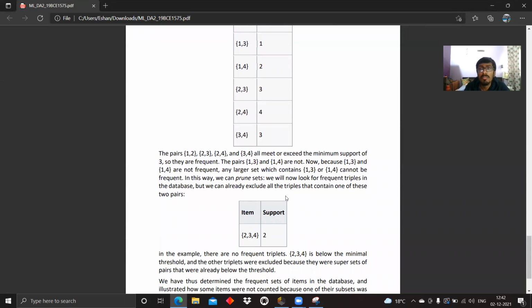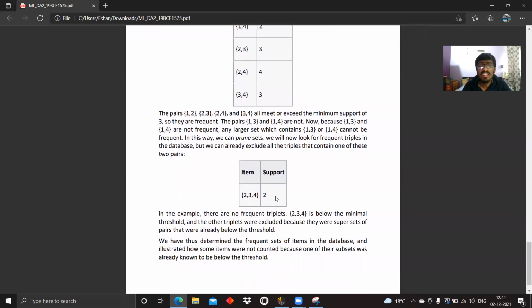So you can see all the triplet values which are possible are 1, 2, 3, 1, 3, 4, 2, 3, 4. We'll be scrapping the first two since they consist of the values 1, 3 and 1, 4. Here, 1 does not exist, so we can easily use this item set. Here also, you may notice that the support value is 2. So finally, we can conclude that some items were not counted because one of the subsets was already known to be below the threshold, while the others determine that the frequent sets of items in the database do not exist. Hence, this is how the Apriori algorithm works.